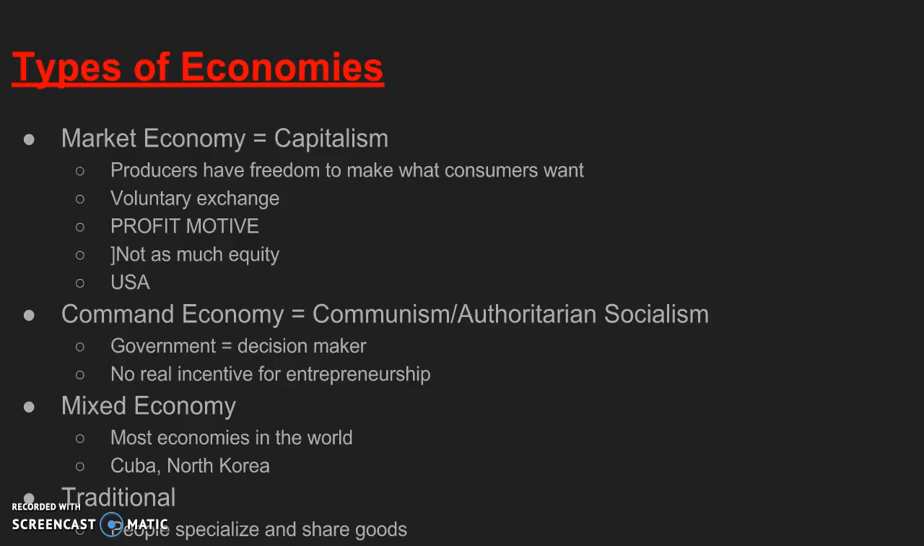Okay? Market economies also have voluntary exchange, where if I want to buy a pair of Nike shoes, which I do often, I can just go to the store and pay them. I'm exchanging my money in return for the shoes or the clothing, whatever it might be.